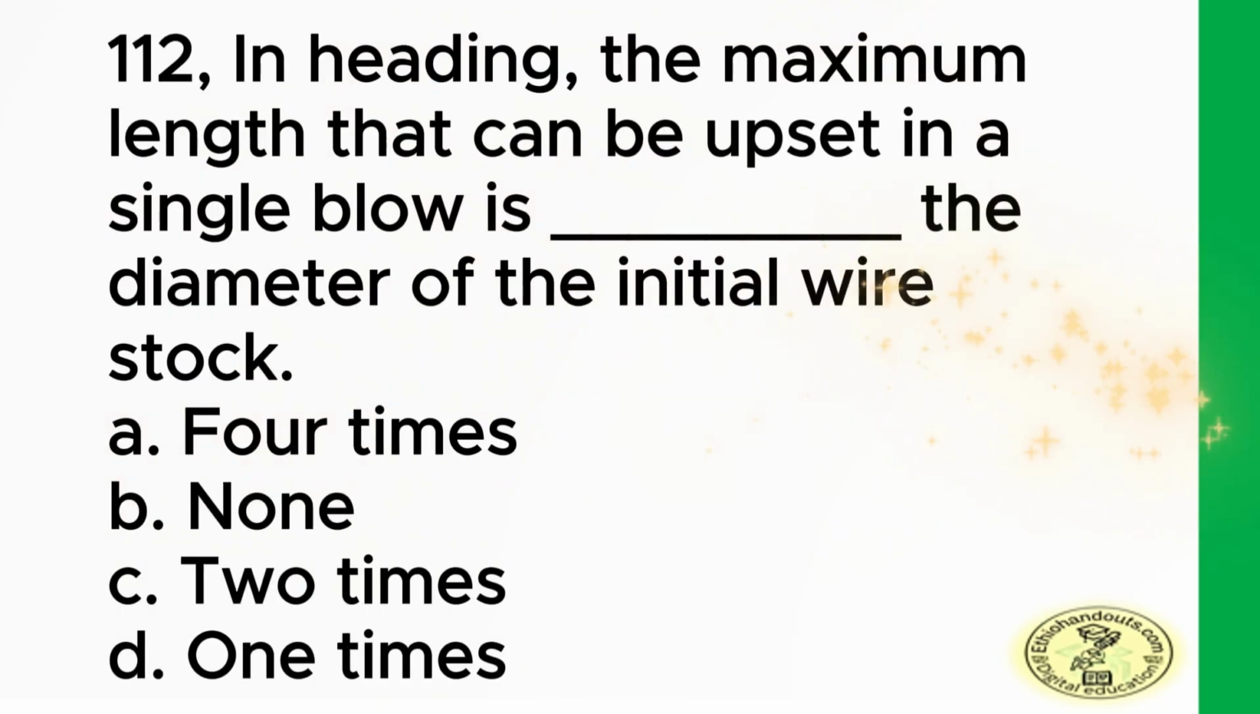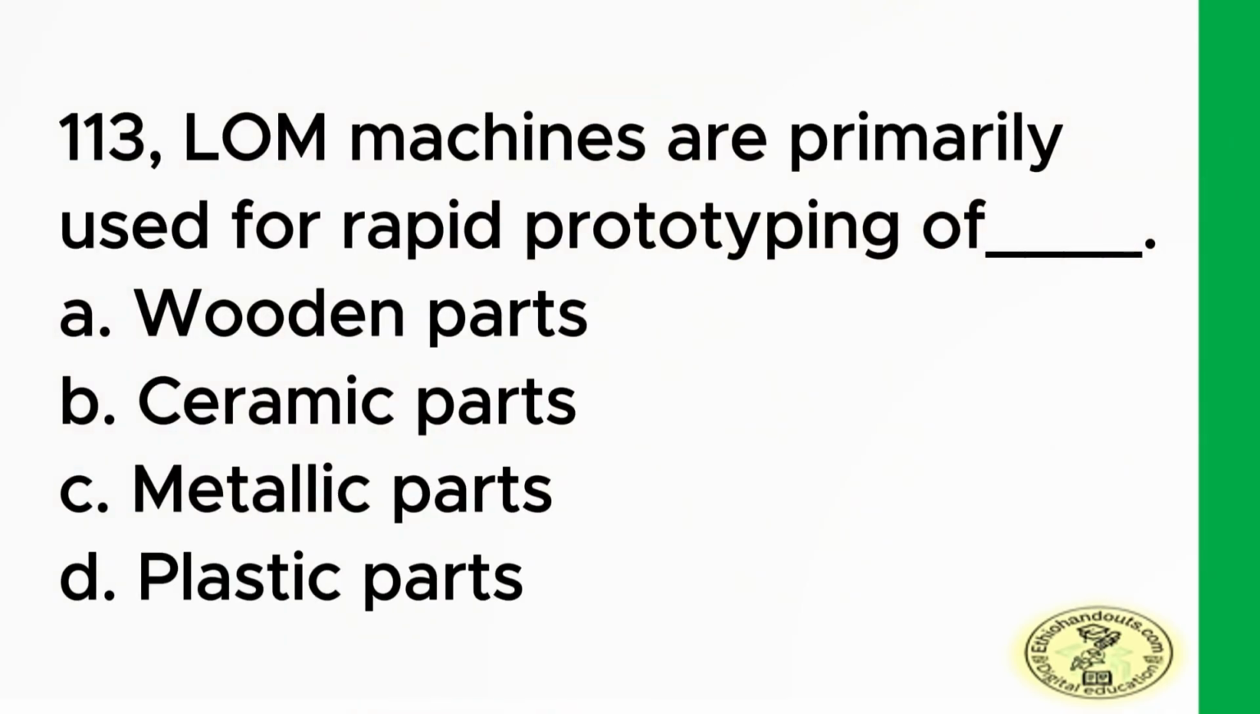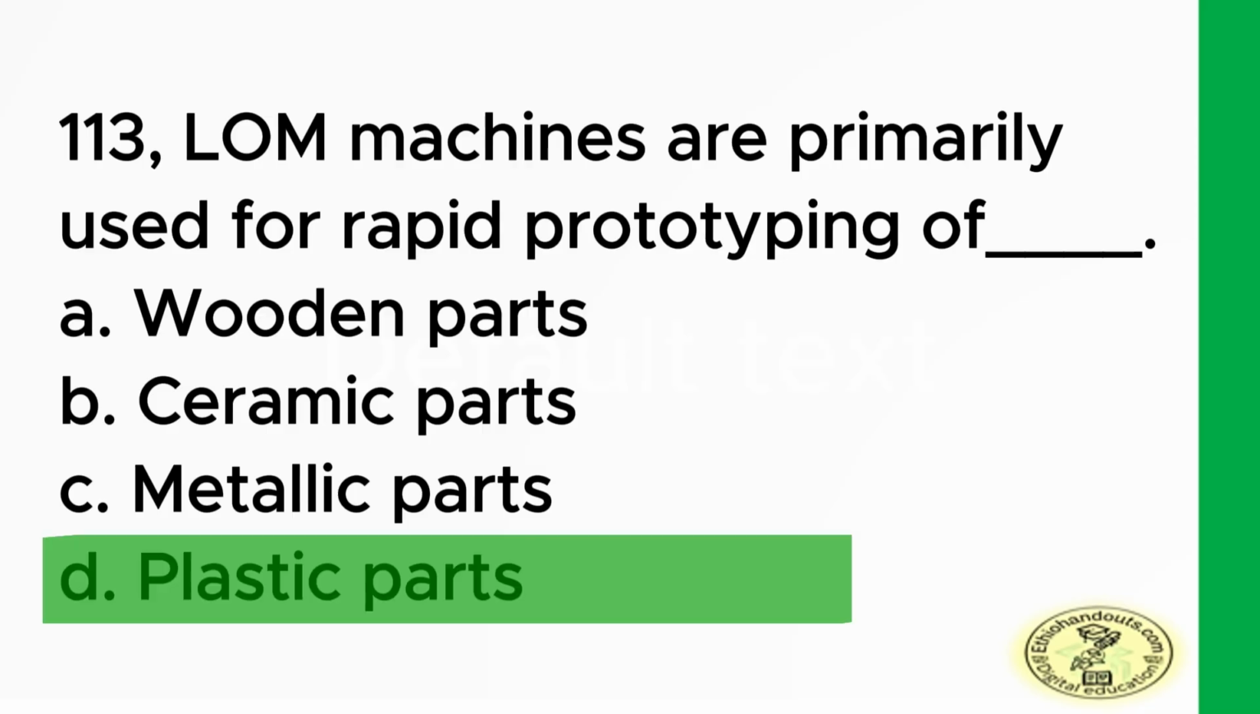Purplish tinge. 112. In heading, the maximum length that can be upset in a single blow is blank the diameter of the initial wire stock. A. 4 times, B. None, C. 2 times, D. 1 times. The correct answer is B. None. 113. LOM machines are primarily used for rapid prototyping of A. wooden parts, B. ceramic parts, C. metallic parts, D. plastic parts. The correct answer is D.